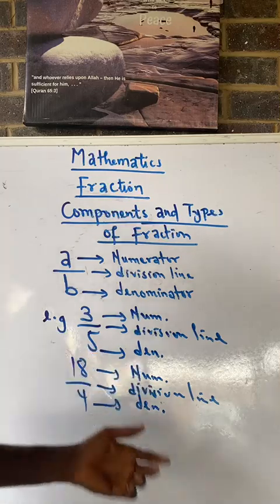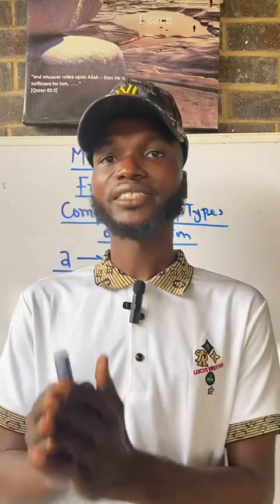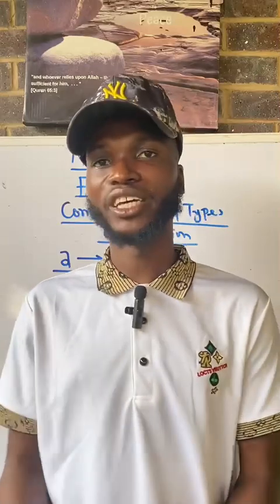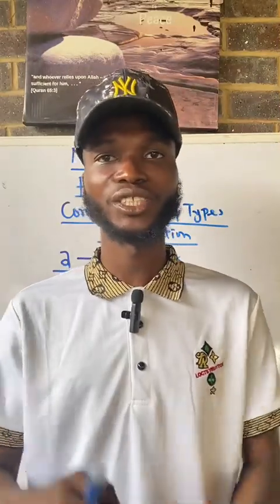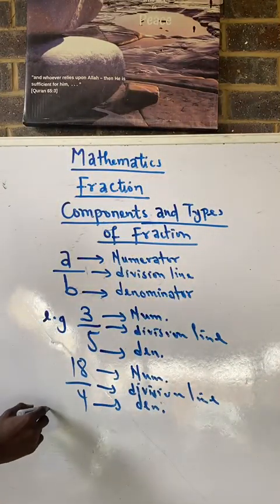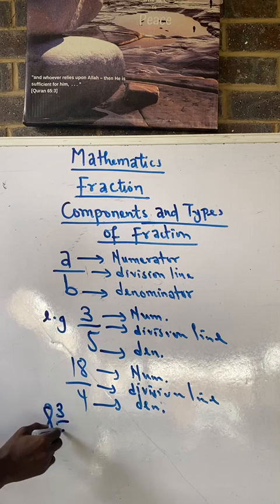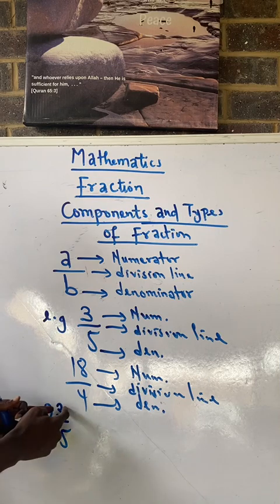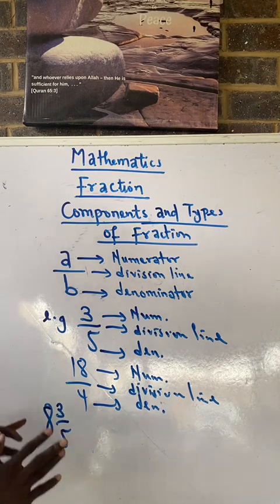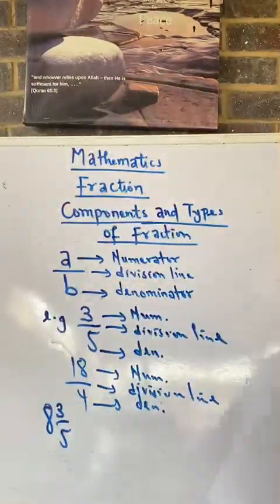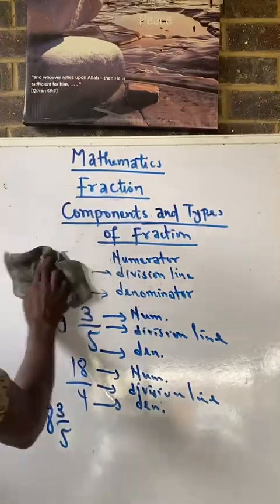Now, there are some other types of fraction that will have about 3 or 4 parts. That is, they will have a whole number separate, and they will have a fraction attached to them. Such fractions are known as mixed fractions. I will still talk about types of fraction today. For instance, a fraction can be like this: 8 whole number 3 over 5. So this number stands for the whole number part, and this is the numerator and this is the denominator. So this kind of fraction is a mixed fraction. This will lead us to types of fraction. Let's go there.